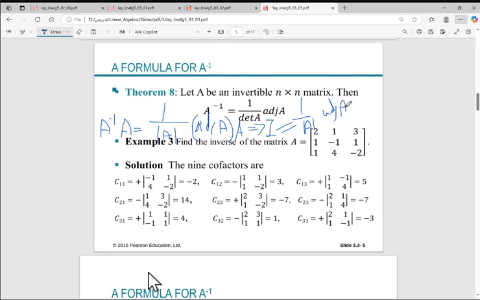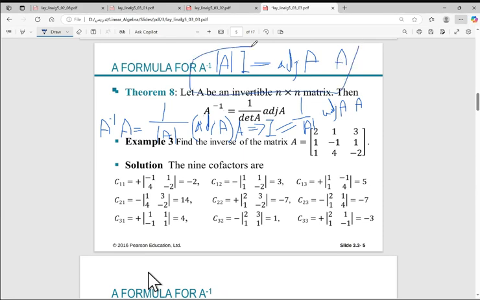Then times A, right? Then multiply both sides by determinant of A. What you get? You have determinant of A multiplied times I, which gives adjugate of A times A.